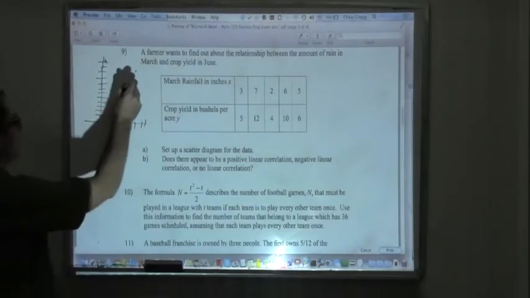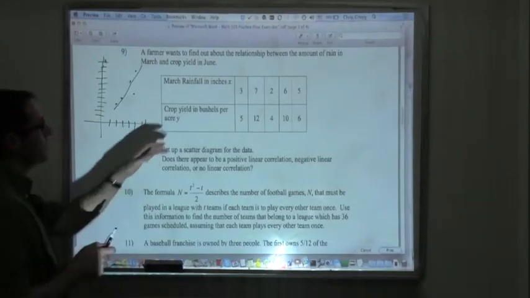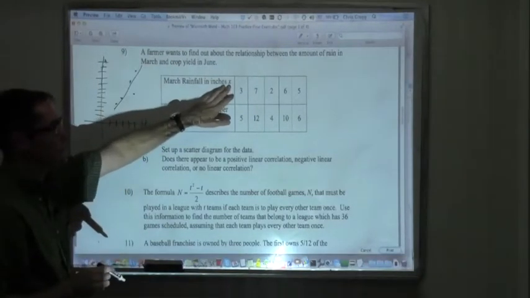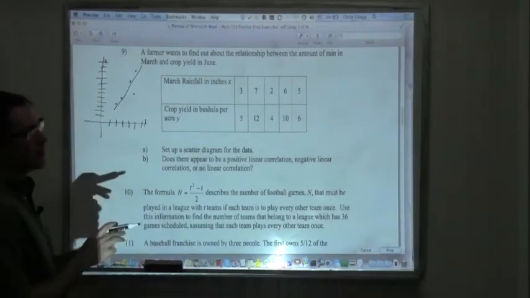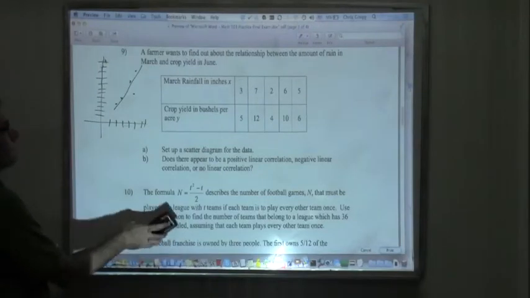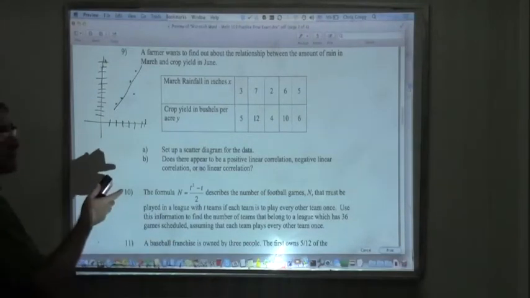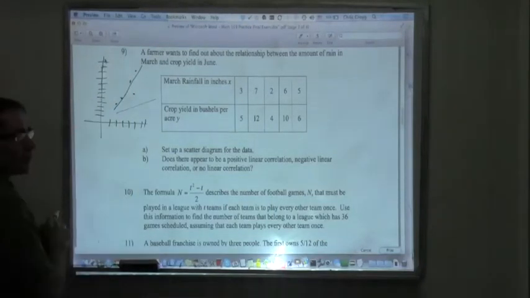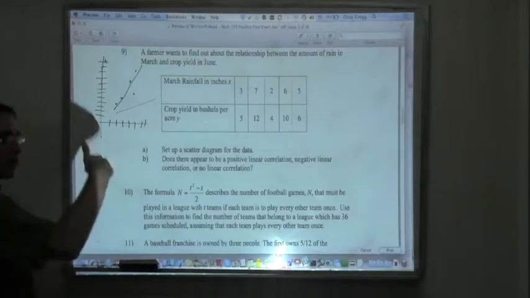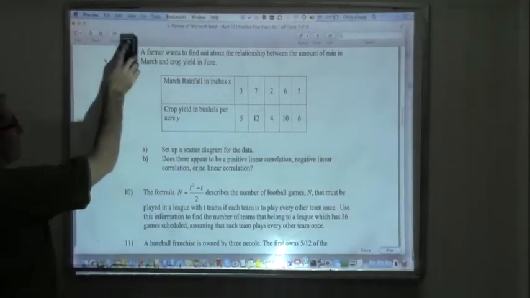Positive. The top number is the x value, this way. And the bottom number is the y value, this way. Now, if you flipped it, you'd get a very similar graph. You might get it like this instead of like that, but there's still going to be a positive correlation. As one goes up, the other goes up. That's the correlation. Okay?